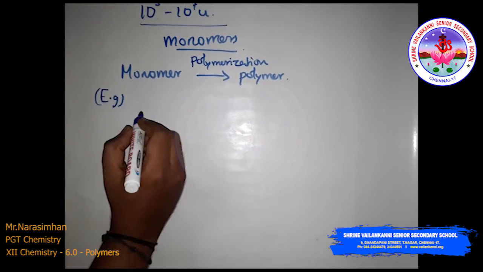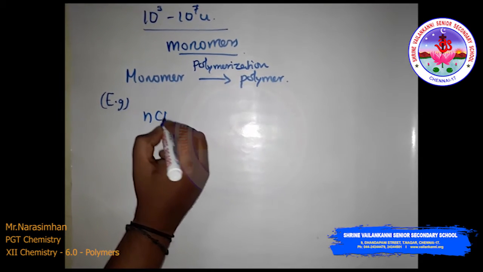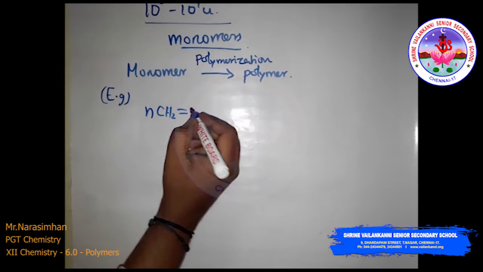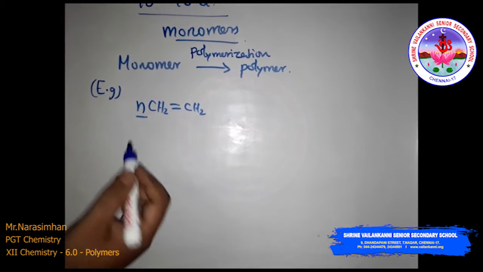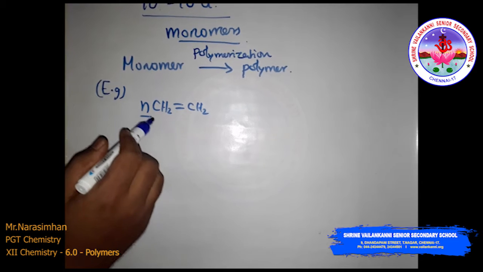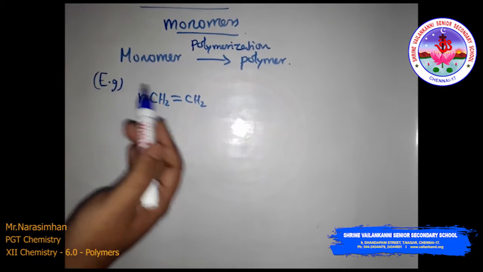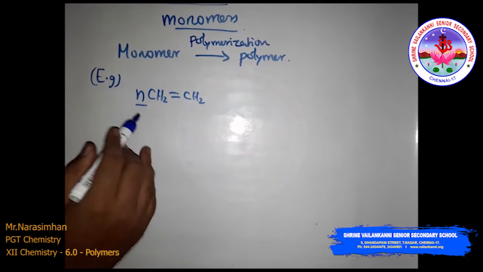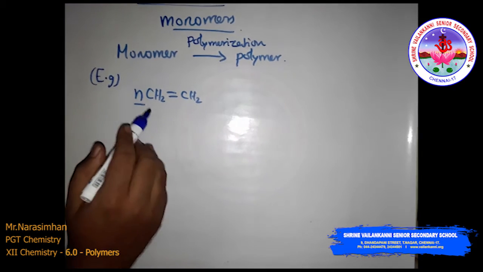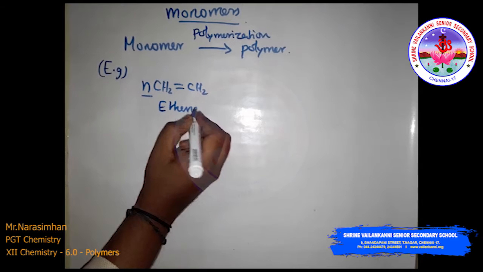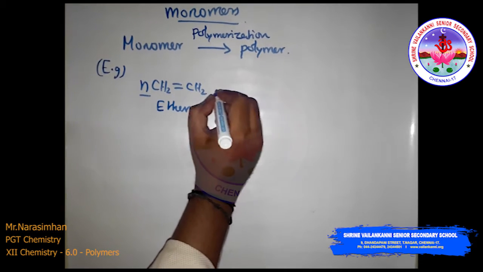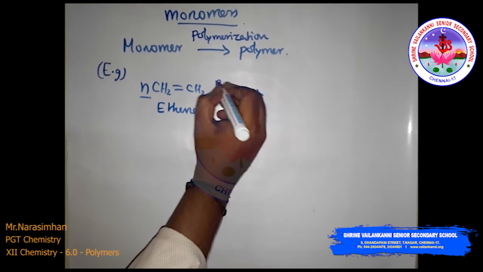So the repeating structural unit: nCH2=CH2. That n indicates the number of molecules. The number of molecules may be 100, 200, 1000, whatever it is, that's why we simply indicate n. So nCH2=CH2 means ethene. This ethene undergoes a polymerization process.